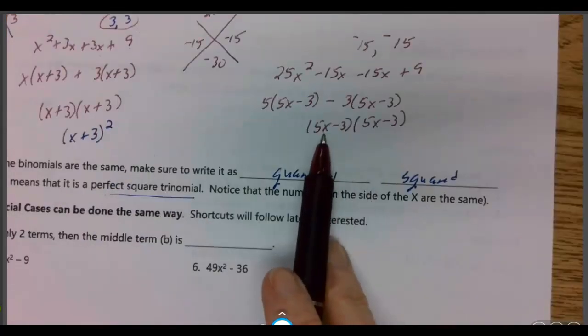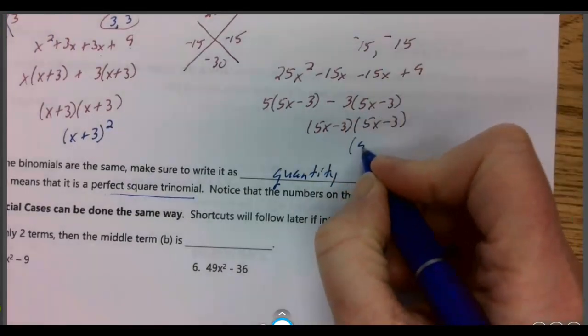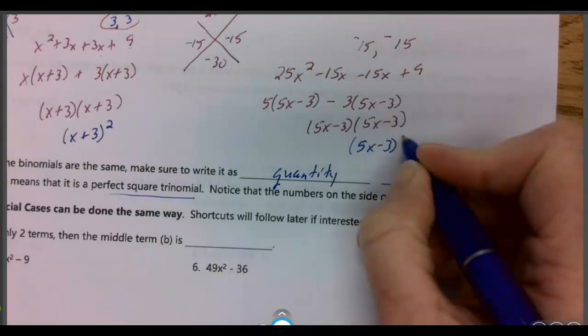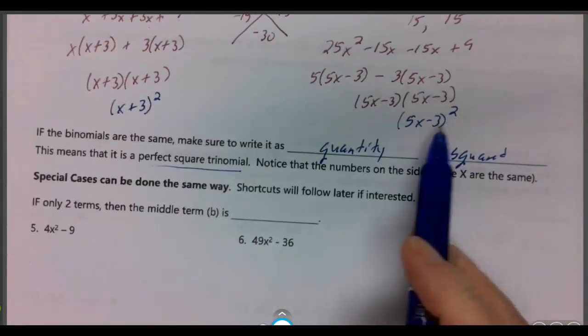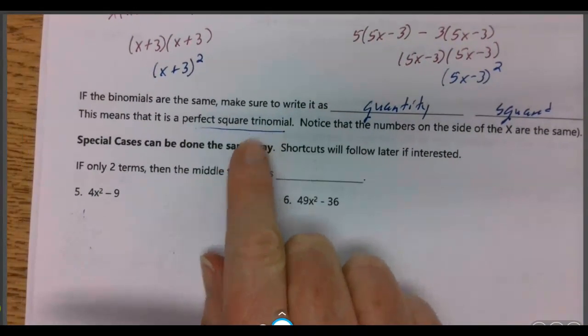So you would have come up with 5x minus 3 in both parentheses. And this is what I'm talking about. If you ever come up with that, you have to write it as a quantity squared. So you write it once with a squared term on it. And again, this is a perfect square trinomial.